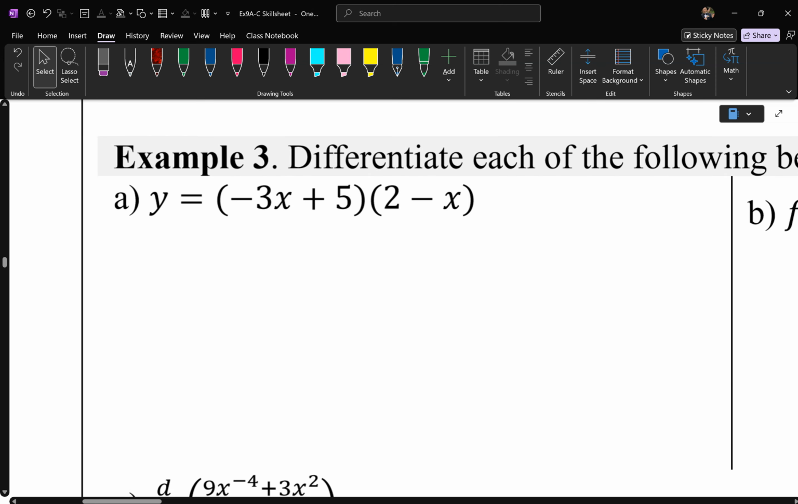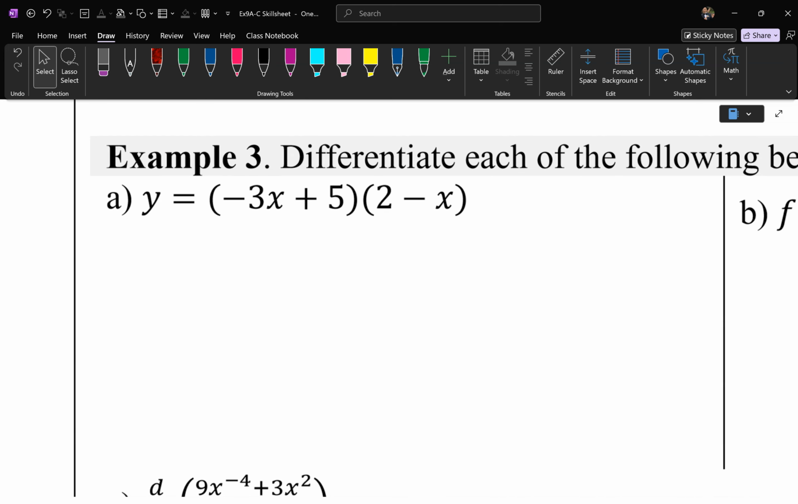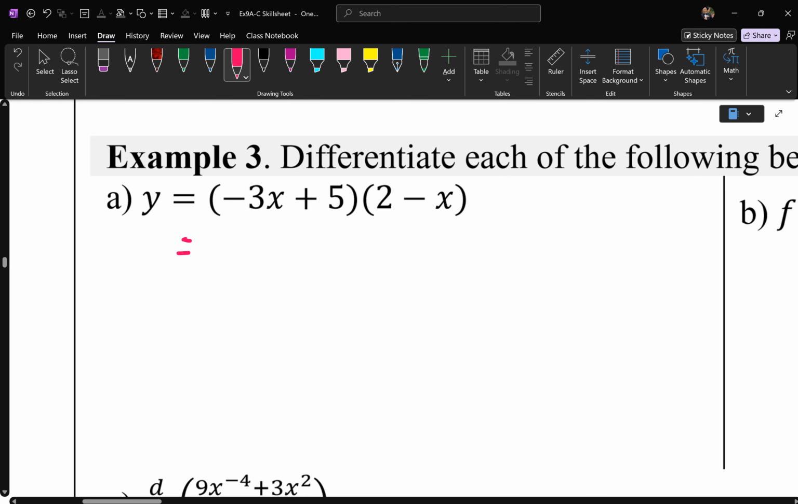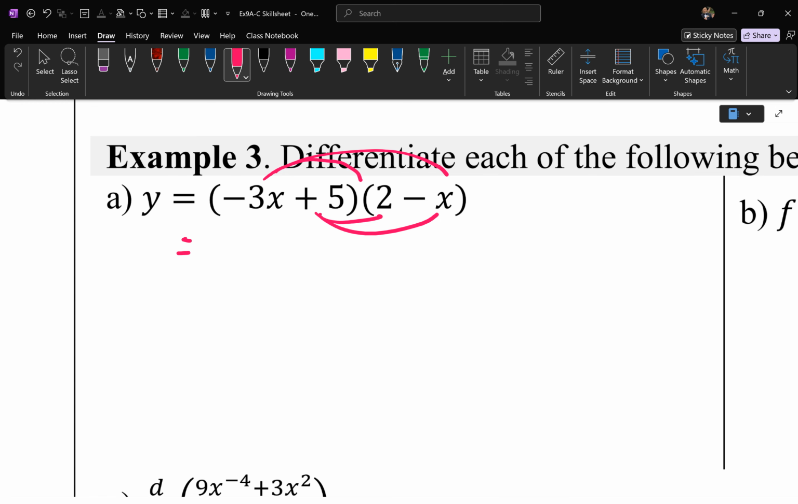Can I please have Noah? What would you do in this case here? I would expand both brackets. Beautiful. Thanks, team. Let's not speak while I am going through the notes.